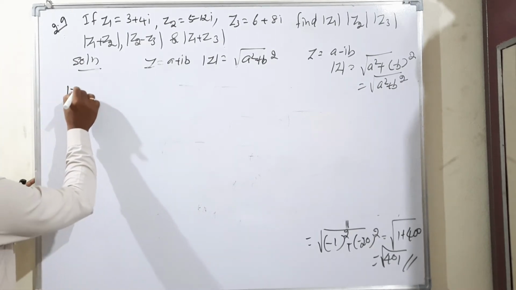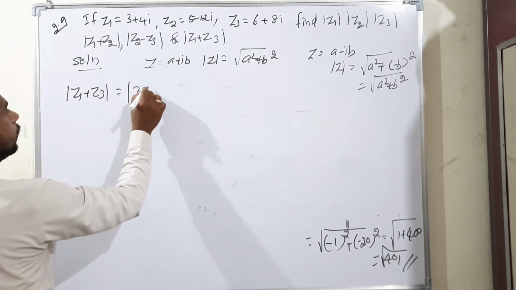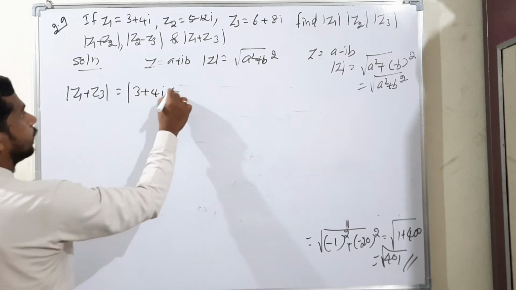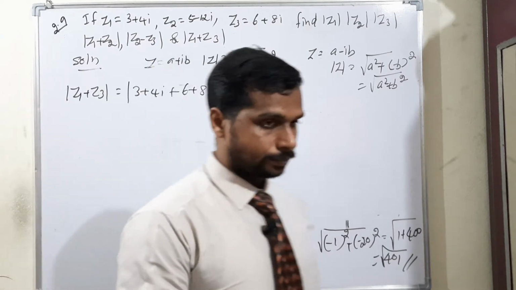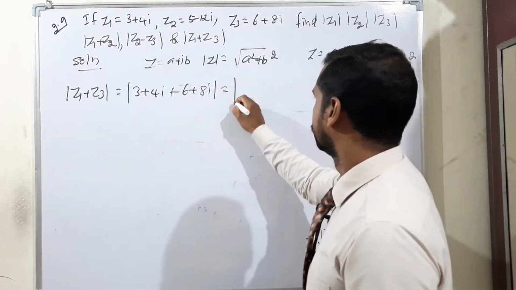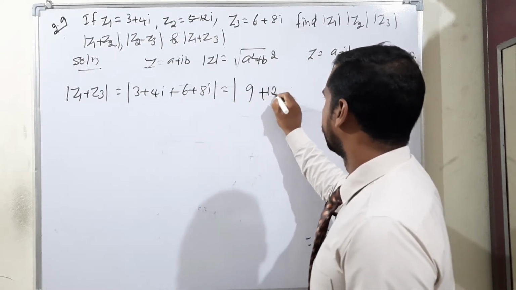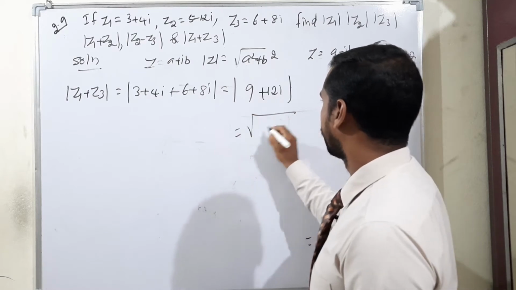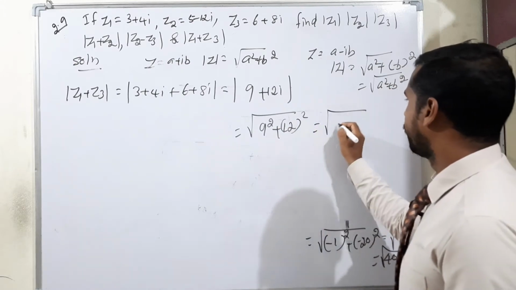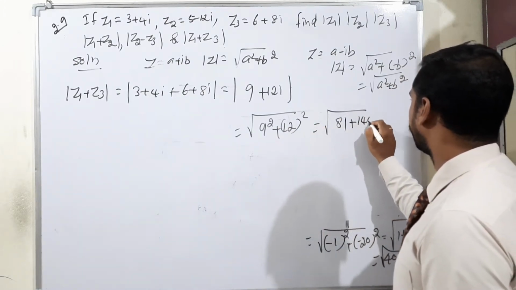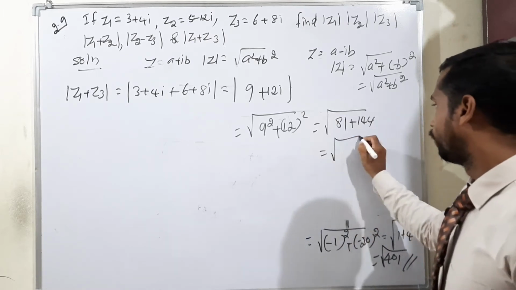Z1 plus Z3. Z1 value 3 plus 4i, Z3 value 6 plus 8i. Adding: 3 plus 6 is 9, 4 plus 8 is 12i. Then square root of 9 square plus 12 square. 9 square means 81, 12 square means 144. So the answer will be 144 plus 81, which is 225.